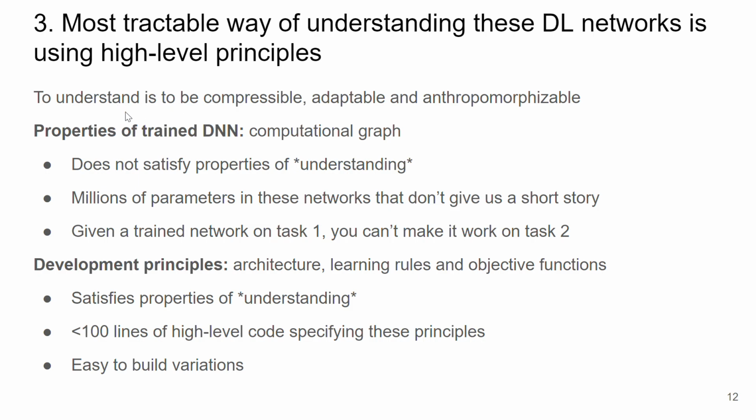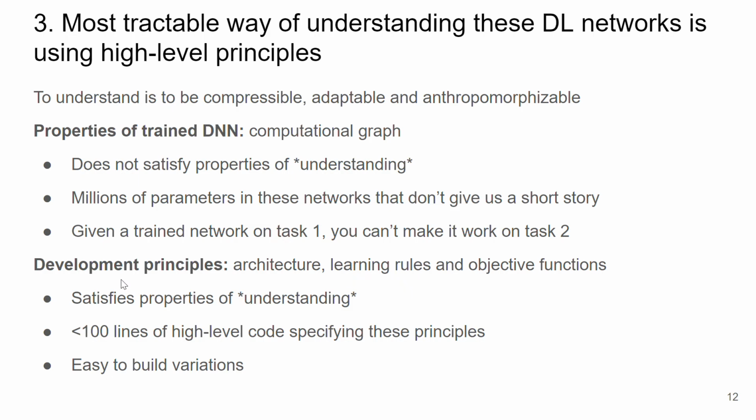So if we think about the term understand now in the context of a trained deep neural network, a trained deep neural network is essentially a computational graph with all the weights and connections from various neurons. So this does not satisfy the properties of understanding, because millions of parameters are in the network and it doesn't give a short, compact, human understandable story of what is happening. And you also cannot build variations, because if you train the network on task 1, say apples versus oranges, it is very hard to make it work on cats versus dogs unless you go back to the development principles and think from there.